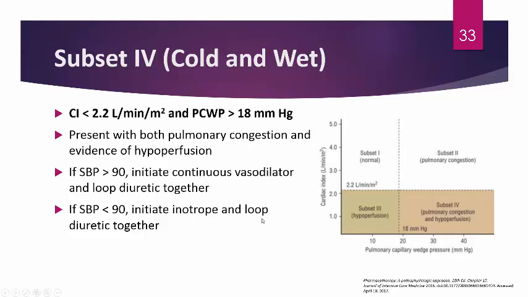However, if your patient has a systolic blood pressure less than 90, you can't do a vasodilator at that point because it will just bottom out your patient. In that case, you will want to initiate an inotrope, such as Milrinone or Dobutamine, and a loop diuretic together.